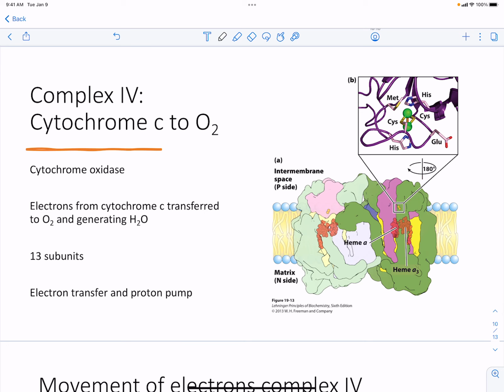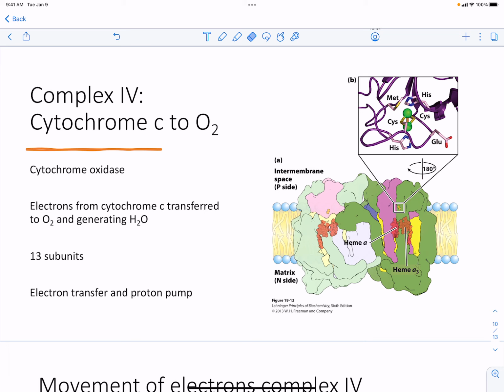So in complex 4, you have cytochrome C to oxygen, and this is cytochrome oxidase. The electrons from cytochrome C are going to be transferred to this enzyme and eventually find their way to oxygen to generate water. So this is the safest way for oxygen to be the final electron acceptor and not create reactive oxygen species. And so it's very important that oxygen is delivered these electrons within complex 4.